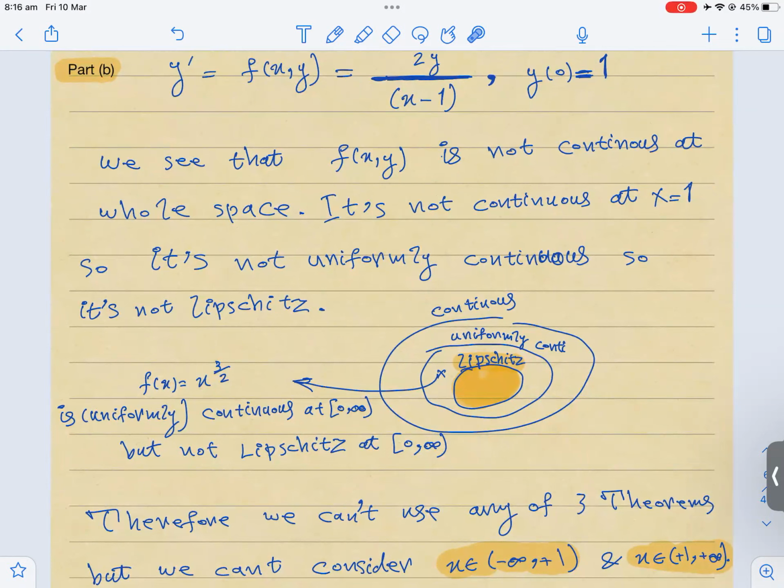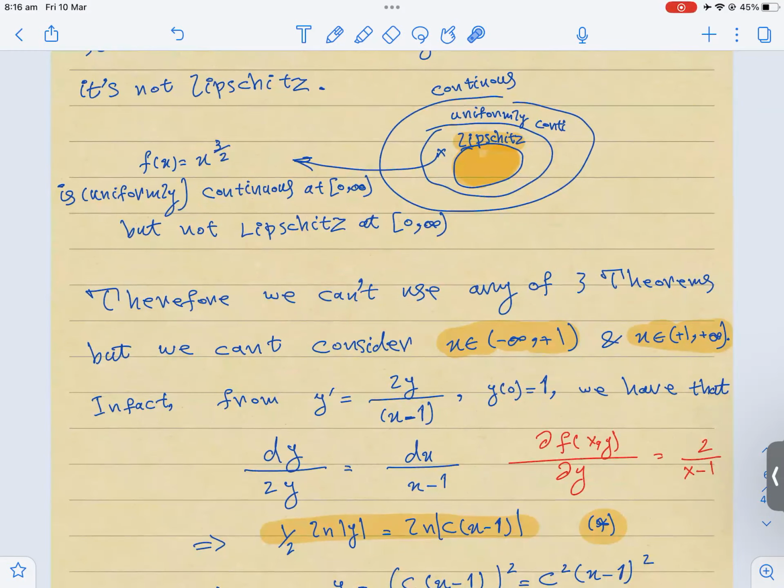Now, we can't use any of them directly, but we can divide our real numbers, the space, into two branches: minus infinity until 1, where 1 is not included, and the other branch, 1 to positive infinity. So we see that y prime equals 2y over x minus 1, y of 0 equals 1. So x equals 0 belongs to this space. On this space, we can use Picard's theorem, and the initial condition belongs to this branch.